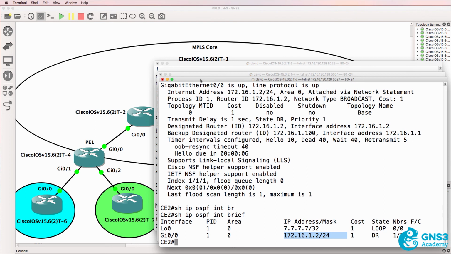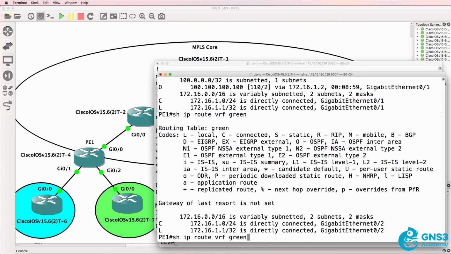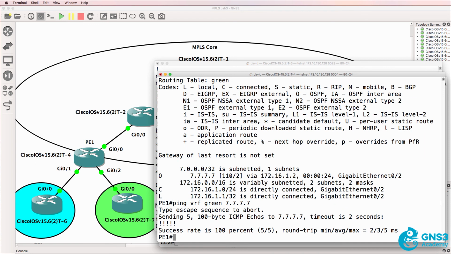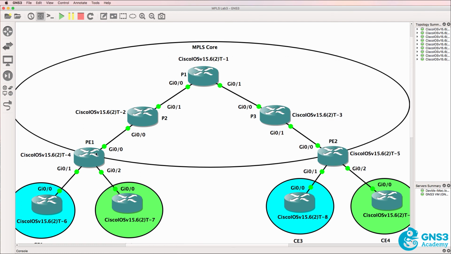So the loopback should now be advertised to the PE. Show IP route VRF green. Previously, we didn't see any OSPF routes here, but notice we now do. So again, if we want to ping the loopback of CE1, we need to use the blue VRF. If we want to ping the loopback of CE2, we need to use the green VRF. So that was the configuration on PE1. We need to do something similar on PE2.